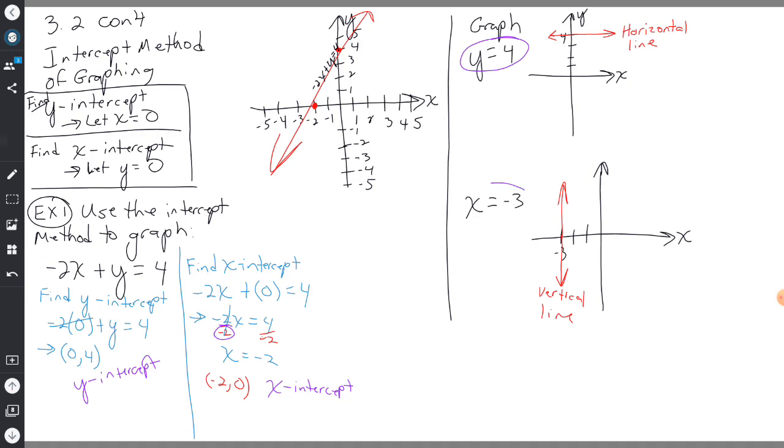Likewise, when we look at graphing x is equal to negative 3, we go to our x-axis and we draw a vertical line at x is equal to negative 3, or whatever it is equal to. Again, when we only have that one variable, x is equal to something, that's going to produce a vertical line at that point.